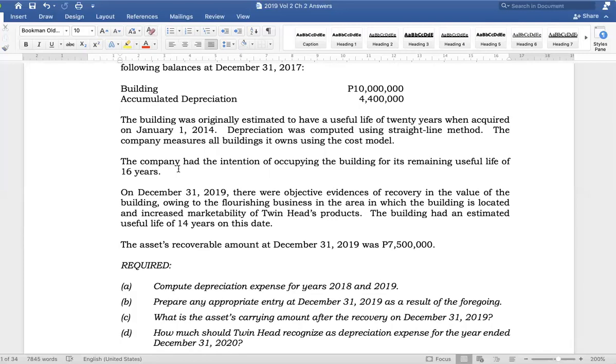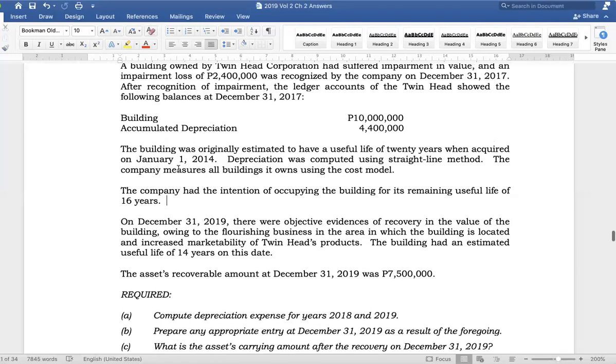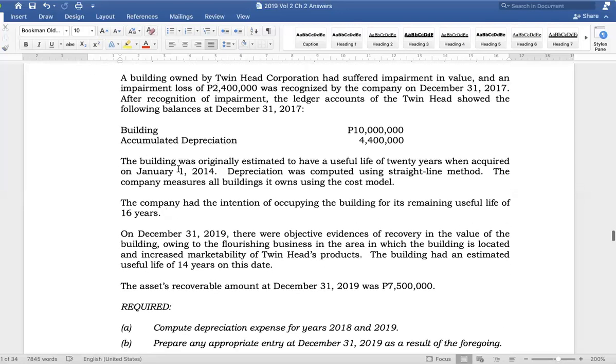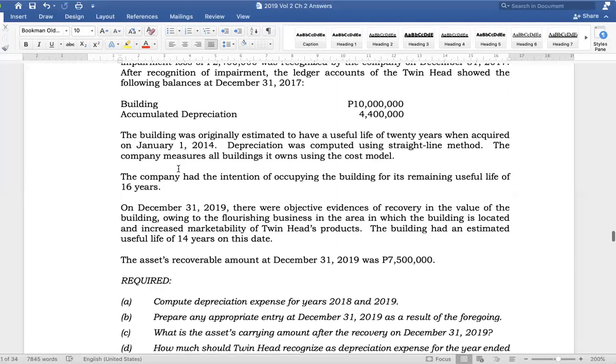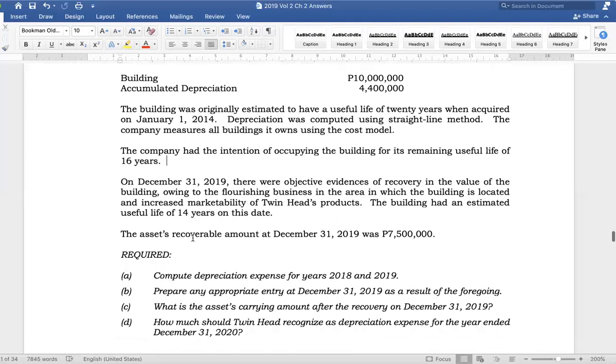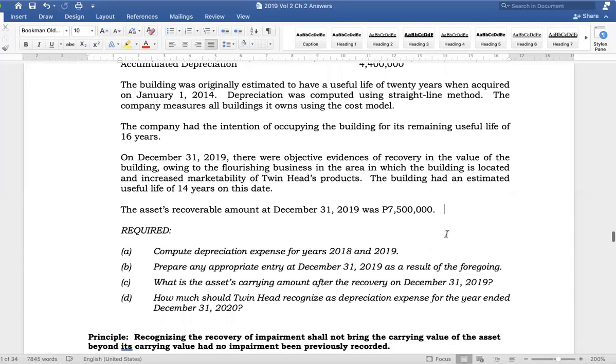On December 31, 2019, there was objective evidence of recovery in the value of the building owing to the flourishing business in the area in which the building is located and increased marketability of Twin Head's products. The building had an estimated useful life of 14 years on this date. That is after 2 years from the date the impairment loss was recorded. The asset's recoverable amount at December 31, 2019 was 7,500,000.